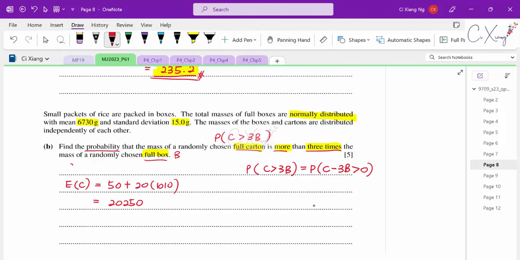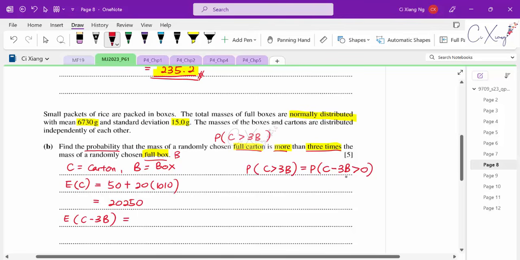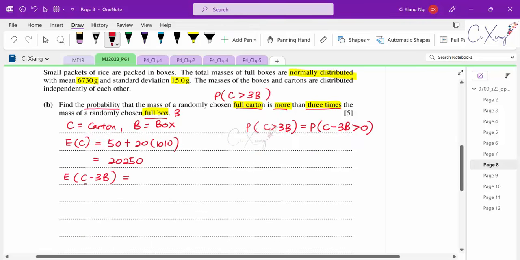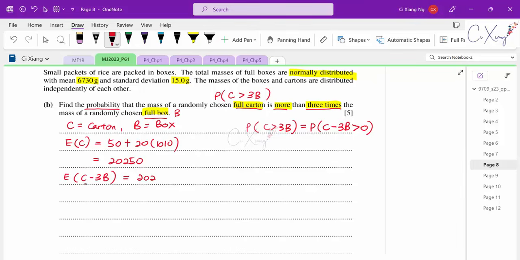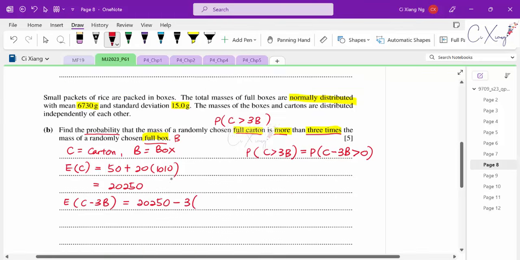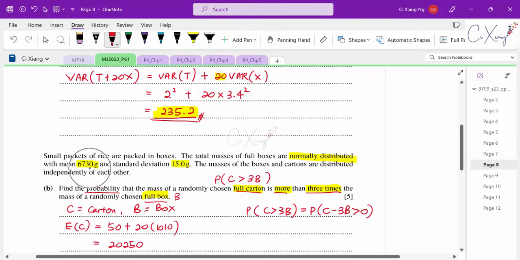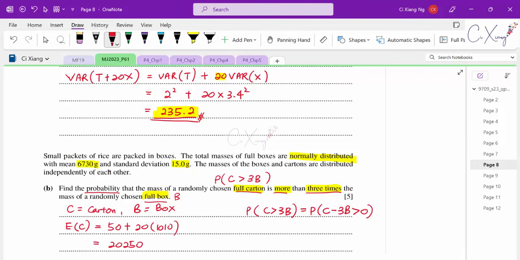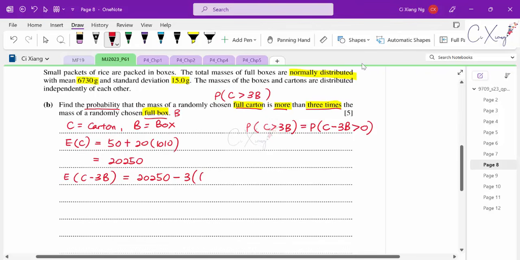Then if I let C equal carton, and B equal box, now I want to calculate the mean for C minus 3B. I need the mean for this variable because I want to apply it to calculate my probability later. So the mean for C minus 3B: the mean for the full carton is 20250 minus 3 times the mean for the box. The full box information is given here, it is 6730.